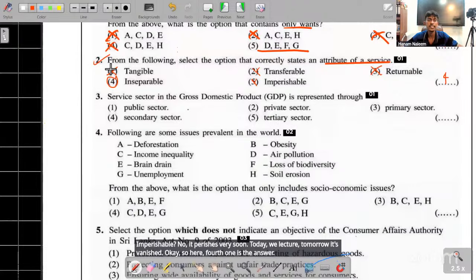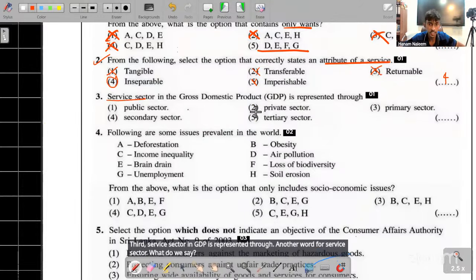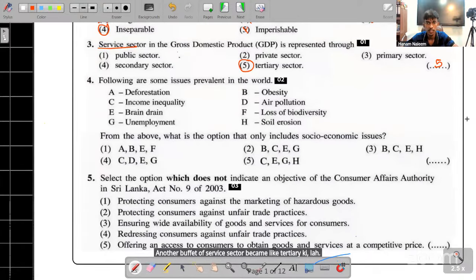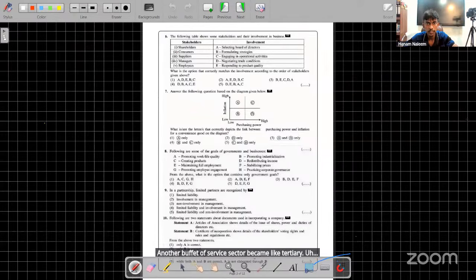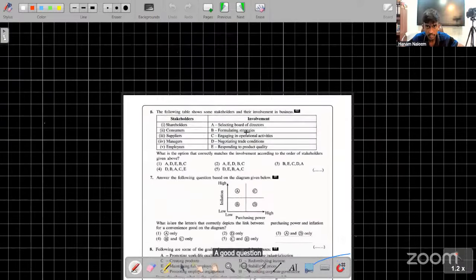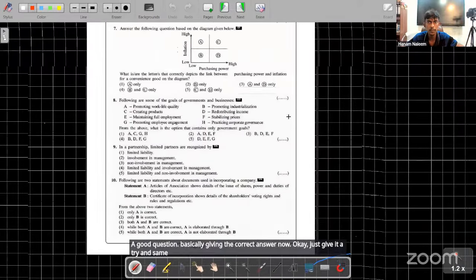Third, service sector in GDP is represented through... Another word for service sector, what do we say? Another word for service sector we call tertiary. Fifth one. Tertiary. Okay, tertiary. Fine. Question 7. A good question. We'll see who is giving the correct answer. Just give a try and tell me what's the answer for question 7 here.